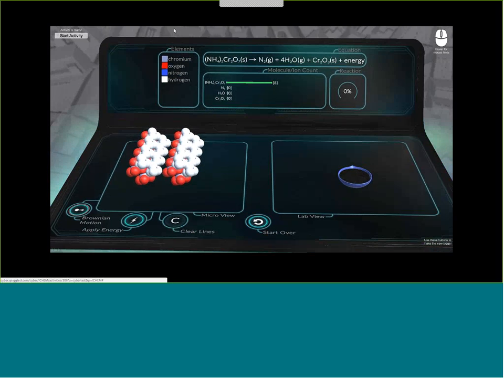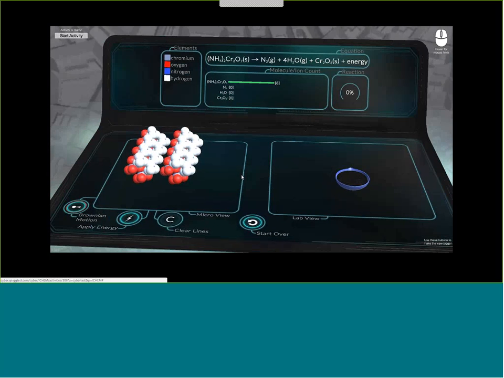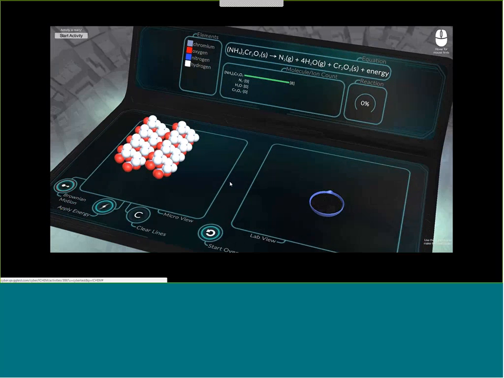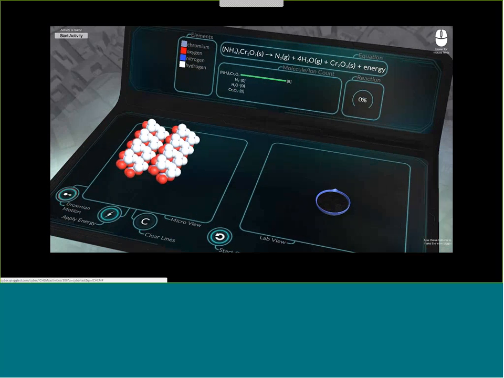And we do that with our simulation here, and we see the balanced chemical equation in this reaction. We also see all the molecules, the reactants and the products, depicted correctly here. And we get the color-coded key of each of the elements in those reactants. And we'll have the molecule view of this reaction and the actual lab view of this reaction for the students.